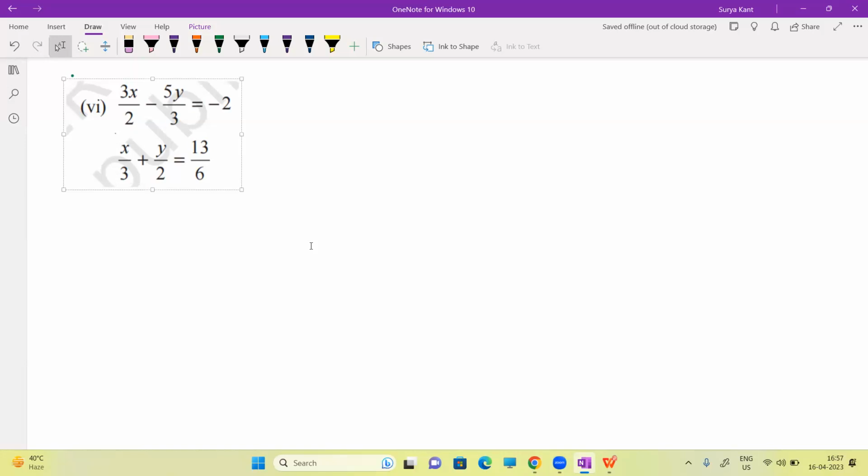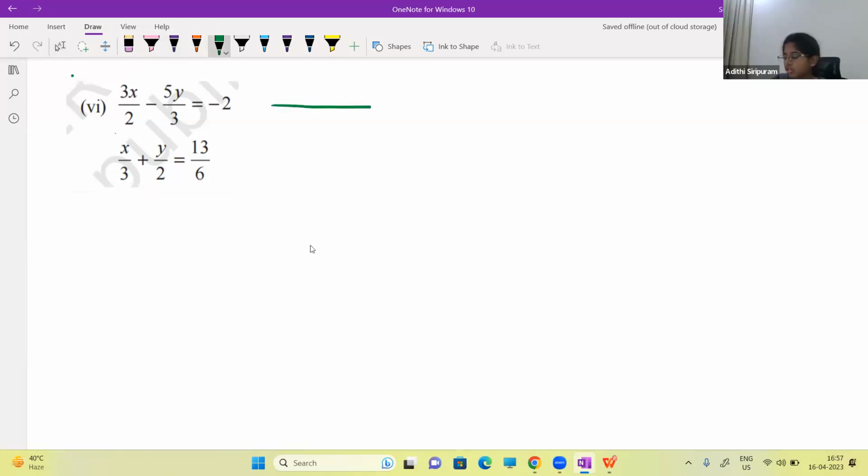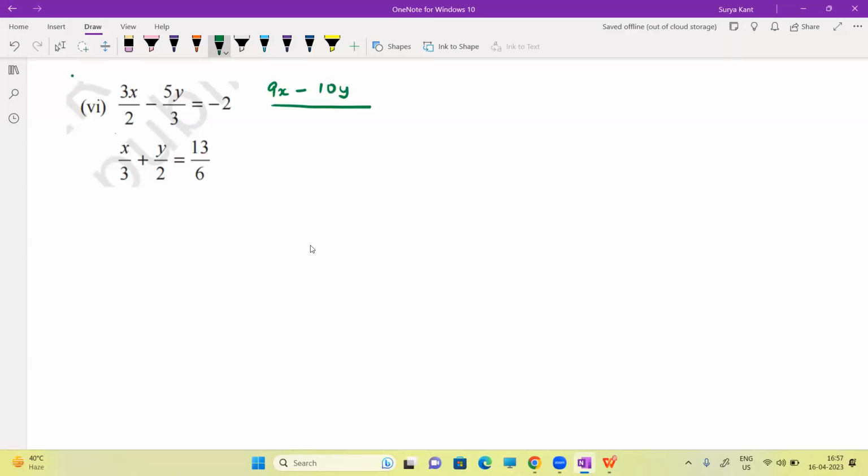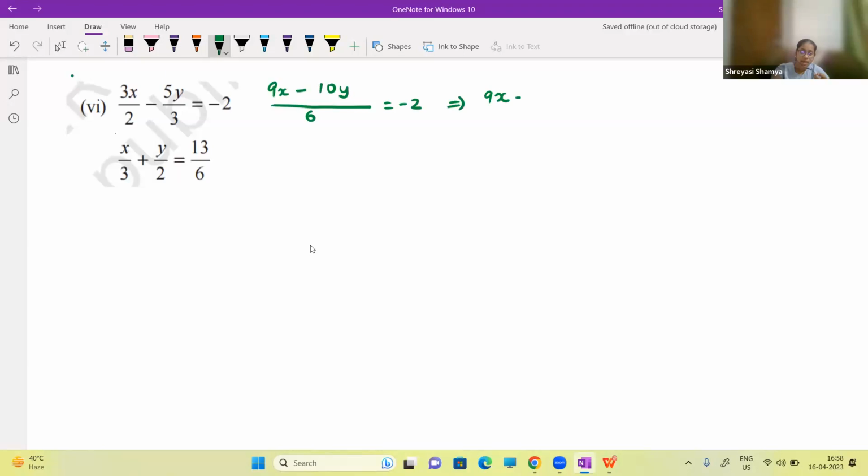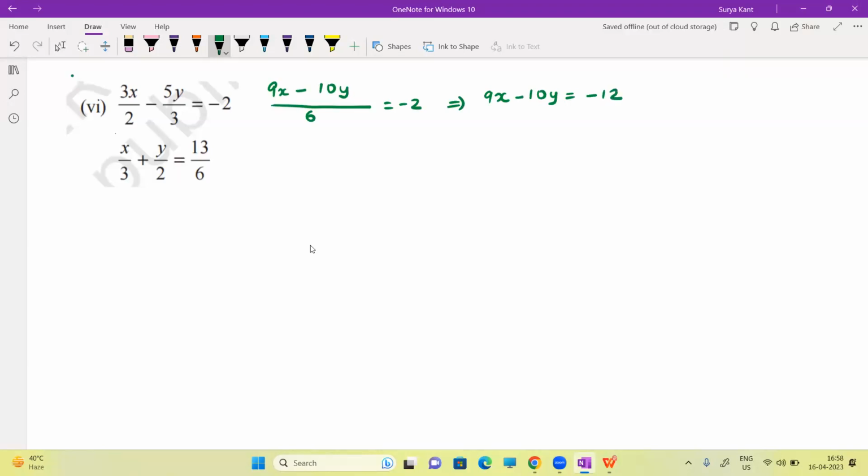First, try to take the LCM and make it a single line over here. So, LCM first you take. So, for the first one? Yes. 9x minus 10y by 6 equals 1. No, wait, this side also, right? 9x minus 10y by 6 equals minus 2, right? Yes, sir. We can take the 6 to that side. Minus 12. Okay. So 9x minus 10y equals minus 12, right? Yes, sir. So this is equation number 1.